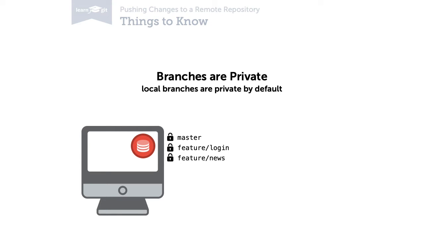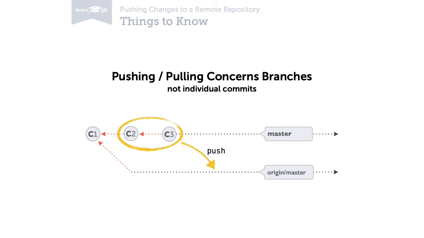First, always keep in mind that your local branches are private to you when you create them. Therefore, you have to decide yourself if and when you want to publish any of them. Second, when we're talking about pushing and pulling data, we always refer to branches, not individual commits. You don't push or pull individual commits in Git. You push or pull all the new commits in a certain branch.